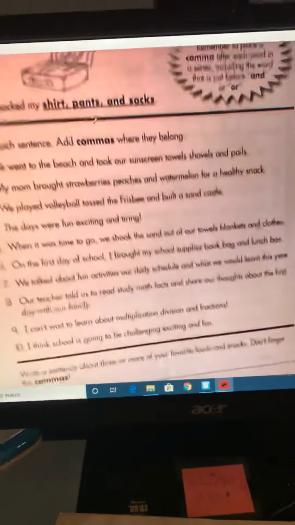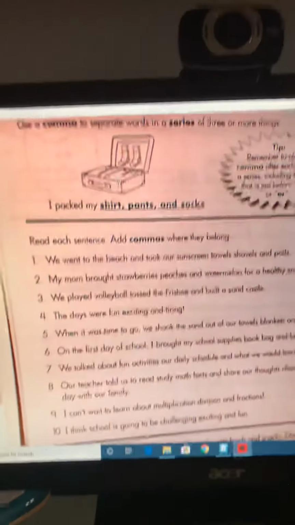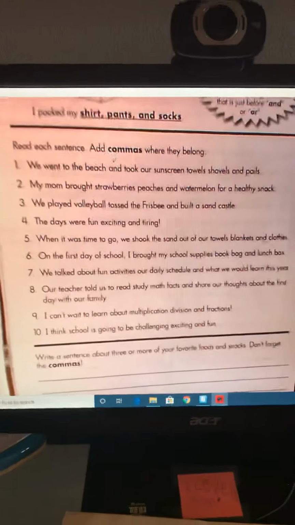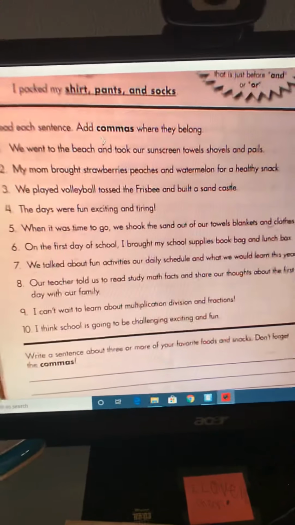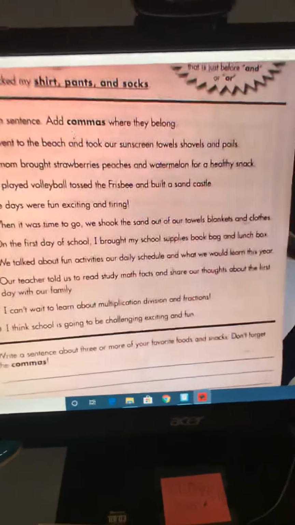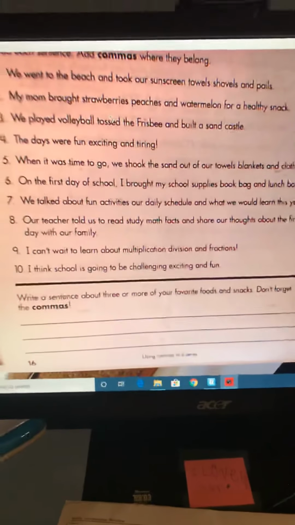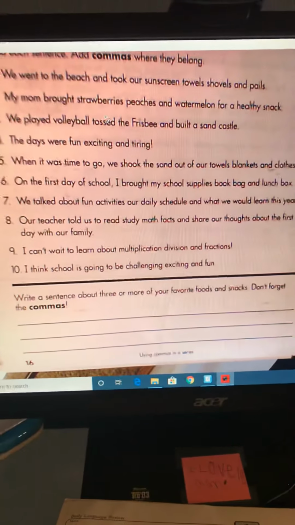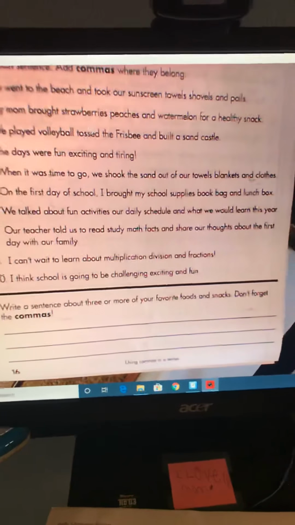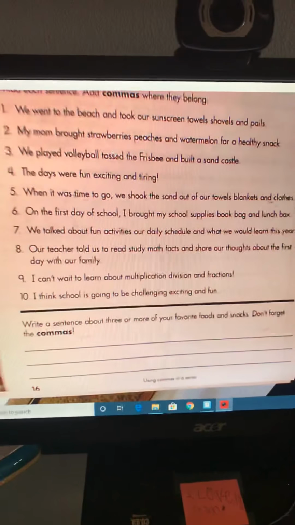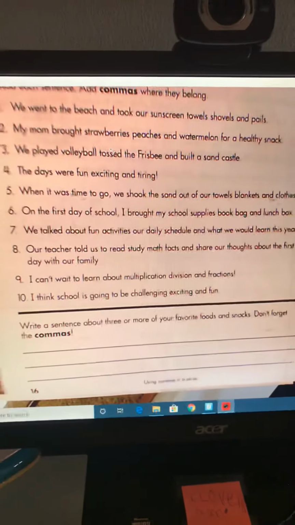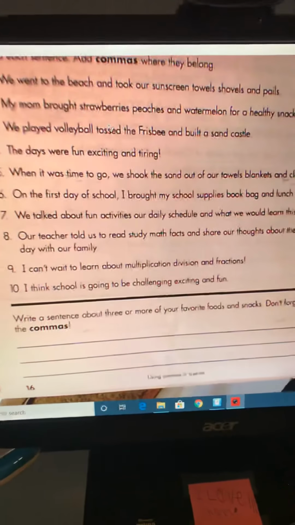So your worksheet looks like this. The one side is dealing with words in a series. So you're going to read the sentence, and in that sentence, you're going to write the commas where they belong. Okay. And then at the bottom, it wants you to write a sentence about 3 or more of your favorite foods and snacks. Make sure that you start it with a capital letter, end it with the correct punctuation at the end, and then make sure you put those commas between your list of your favorite foods. Okay, so that's one side.